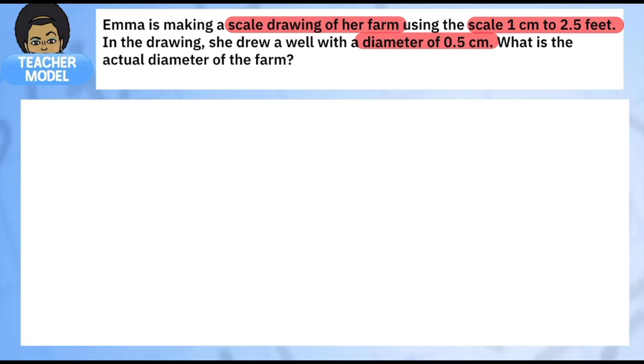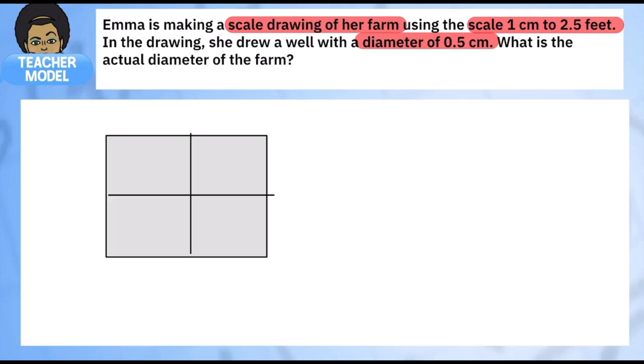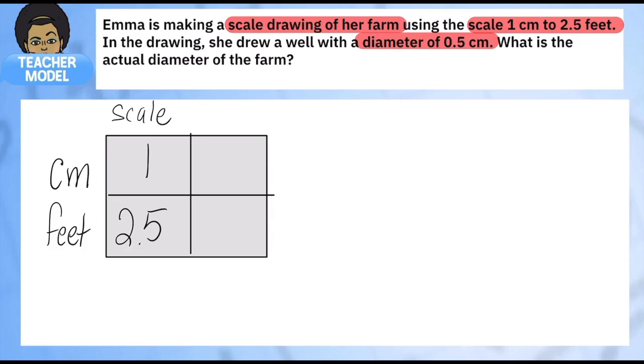So I'm going to use math for this, and I'm going to use her scale as my first ratio, where 1 centimeter is equivalent to 2 5/10 feet, and our unknown is what is the actual diameter when we have 0 5/10 centimeters. So here we go. Let's do this. And right now this is feeling so much like second nature. You know exactly what it is you're going to do.